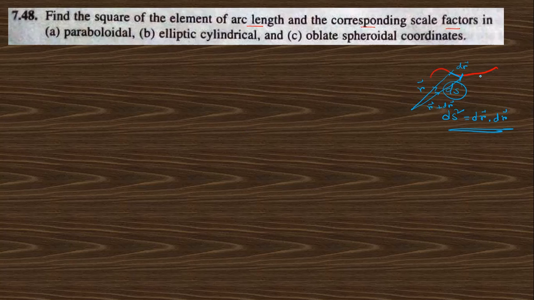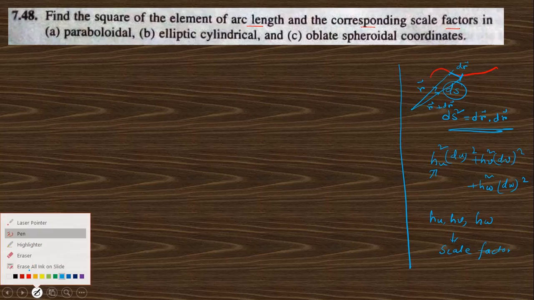So you need to find this first and then the corresponding scale factors. Scale factor means, if there are three coordinates u, v, w, then ds square is h_u square du square plus h_v square dv square plus h_w square dw square. This is the scale factor, h_u, h_v, h_w. So first we need the arc length, and from that we find the scale factors. So let's take them one by one.